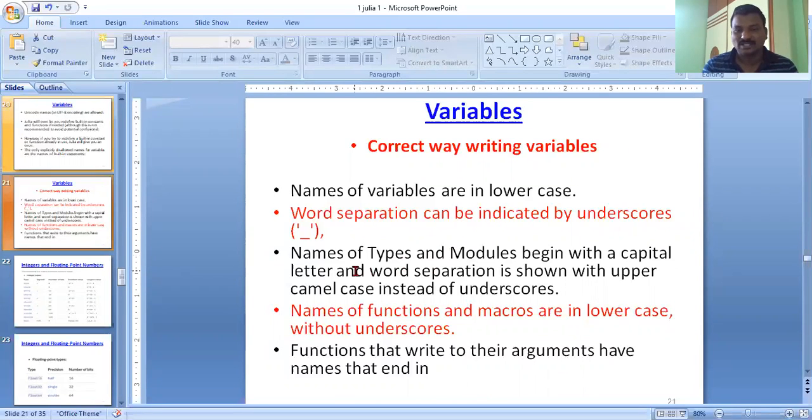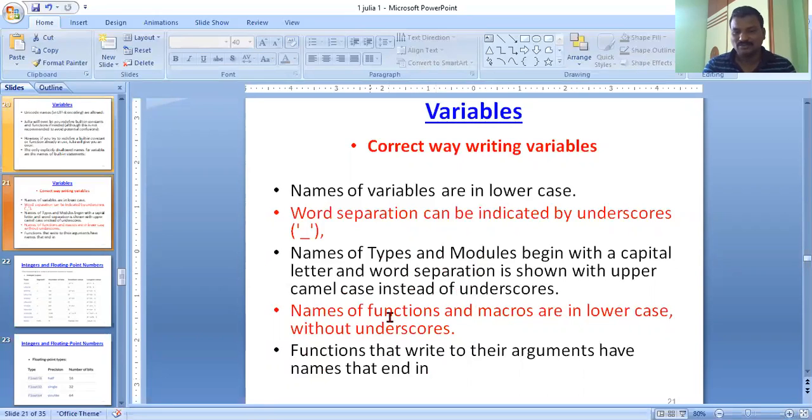That is a way. And the names of types and modules begin with a capital letter, and word separation is shown with upper camel case instead of underscore here. Names of types and modules always begin with a capital letter. For example, if you want to write a module here, some Rama module, M is a capital letter here. The module name is always indicated by an uppercase letter.